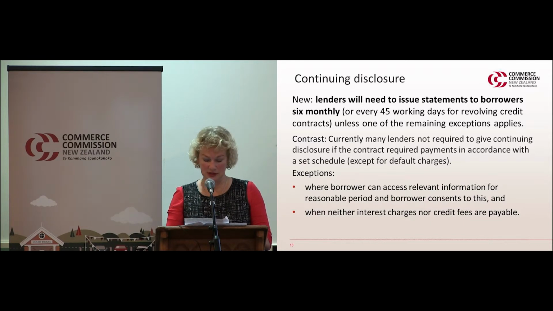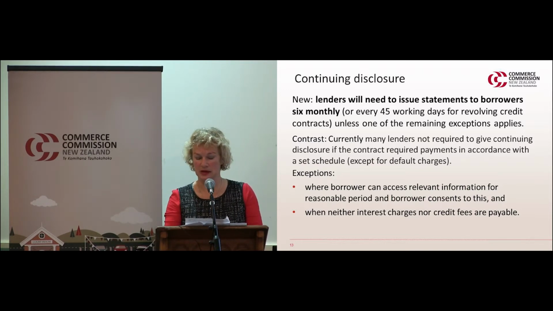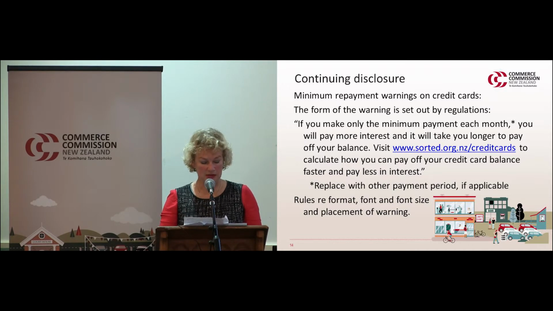And those exceptions are now if the lender maintains a website allowing the borrower access to relevant information for any reasonable period, and the borrower has consented to the information being provided in that way. So obviously if there's a website, information being able to be accessed, or where neither interest charges nor credit fees are payable. Now, special case here is that there is going to be a minimum requirement for a minimum repayment warning on credit cards. Now this applies to both new and existing credit cards as at the 6th of June.